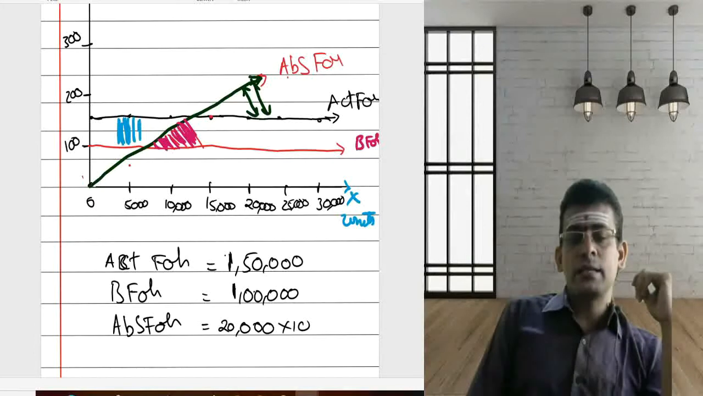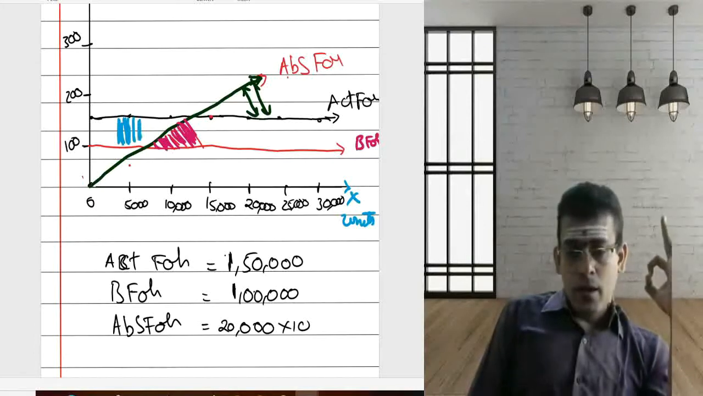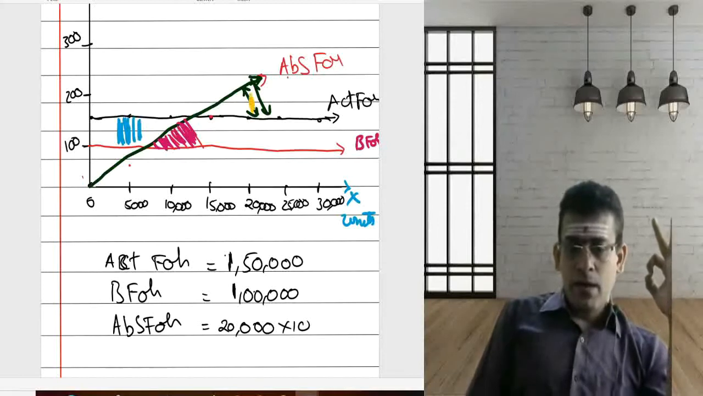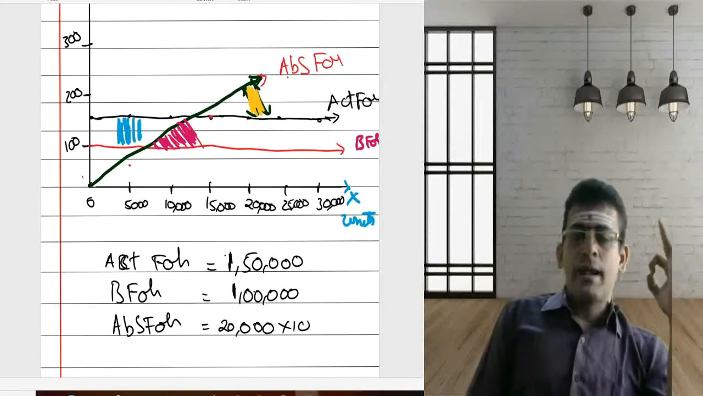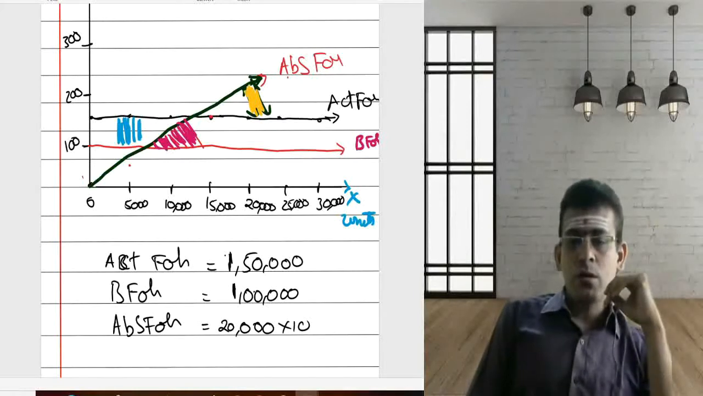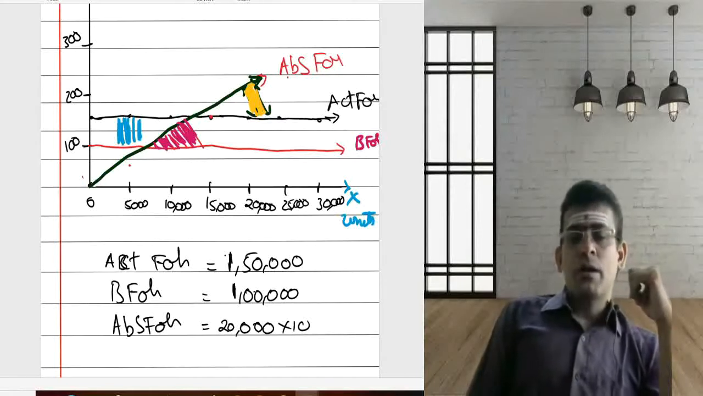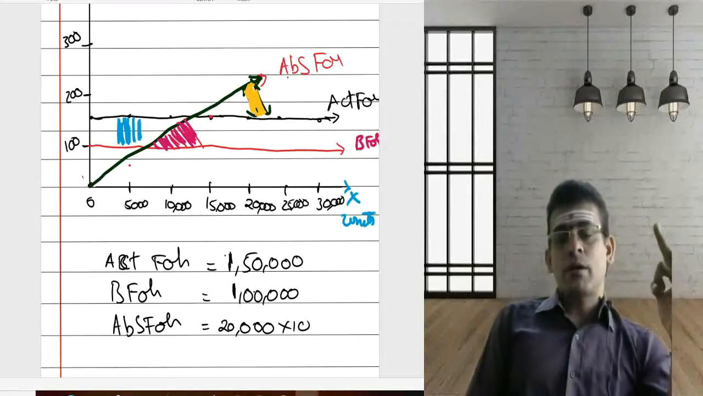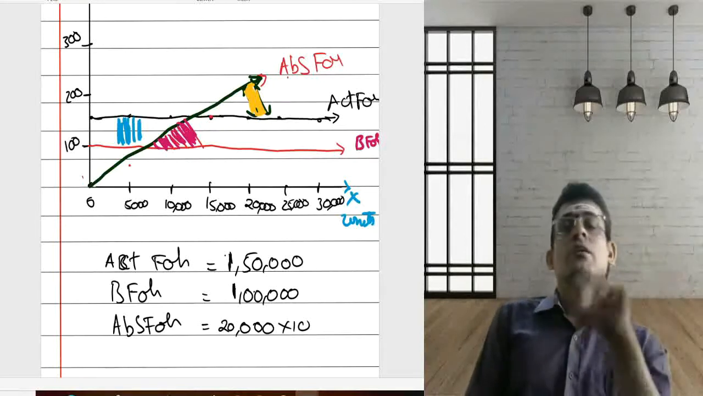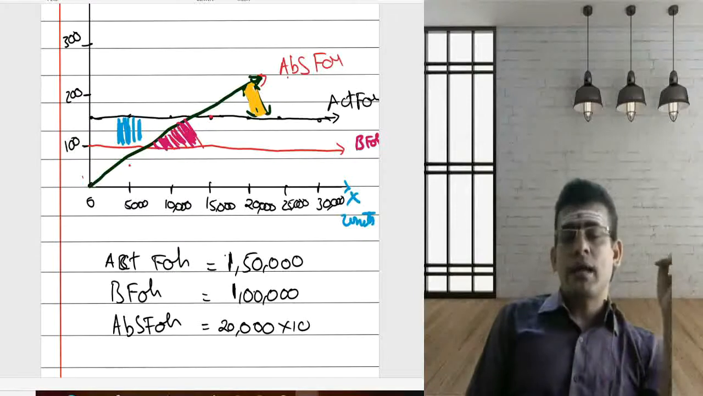So 3 angles have been formed now. Here again we are having a gap between observed and actual. So there is a gap between your observed overheads and your actual overheads. There is a gap between observed overheads and budgeted overheads. There is a gap between actual overheads and budgeted overheads. So these are the 3 variances which we are going to calculate.